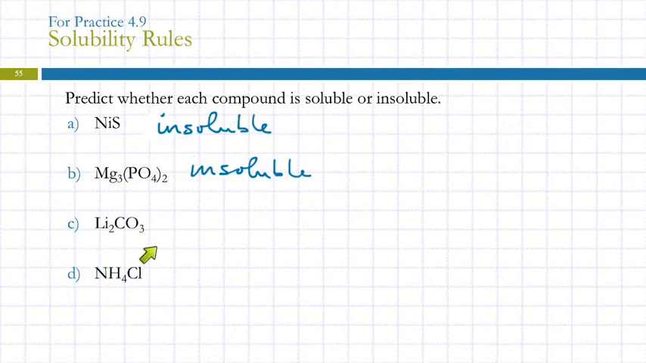Lithium carbonate. You go down the list looking for lithium and carbonate. What do you see in the first row? Lithium. All lithium compounds are soluble. No exceptions. We don't need to look any farther. This one's soluble. How about ammonium chloride? Ammonium is also in that first list. Lithium, sodium, potassium, ammonium. This one's also soluble. So any questions? It's a matter of practice, and maybe you need to make some flashcards.